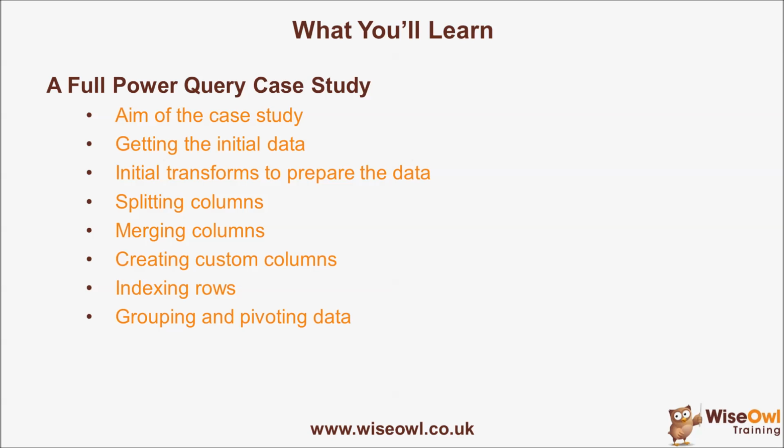We'll look at creating some initial transforms just to get the data in the right format, and then look at splitting columns in two and then merging them back together again. We'll then go on to look at creating custom columns using the built-in query language. We'll look at indexing rows to allow you to sort data more easily. And finally, we'll look at using the group and pivot transforms to group and pivot data respectively. So let's get started.